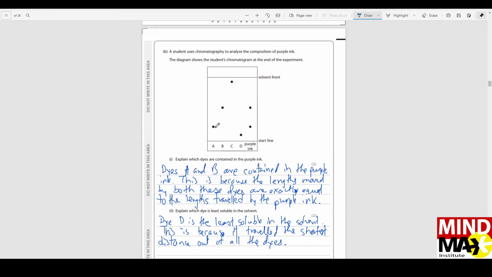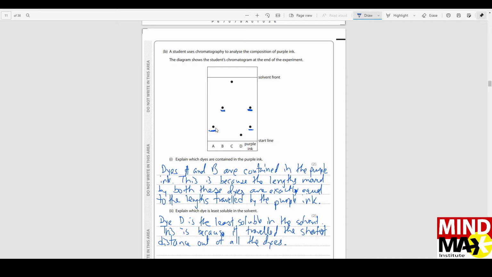So it should be dyes A and B, because if you look carefully, dye A and the purple ink's fraction have the same length covered, and dye B and the purple ink's fraction have traveled the same distance as well. So only these two are present in the purple ink, because these have lengths exactly equal.